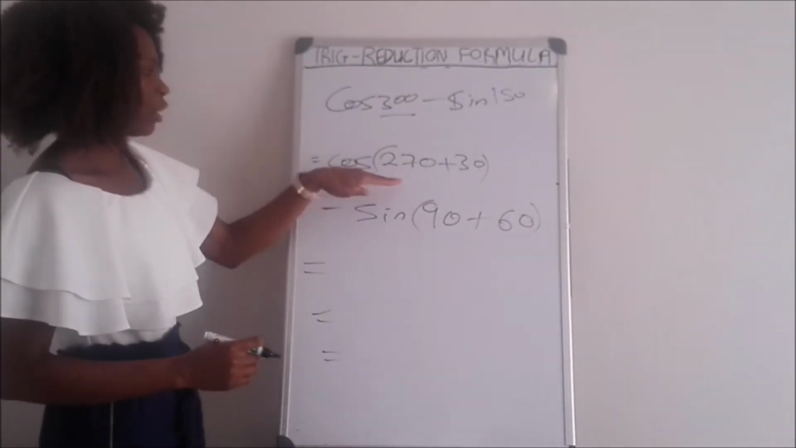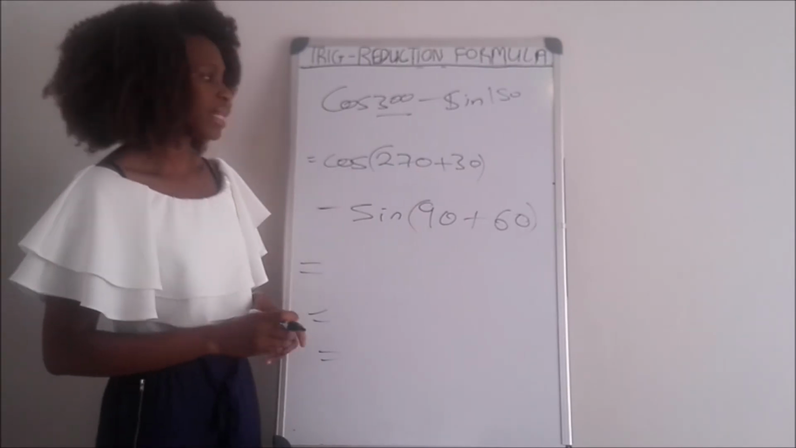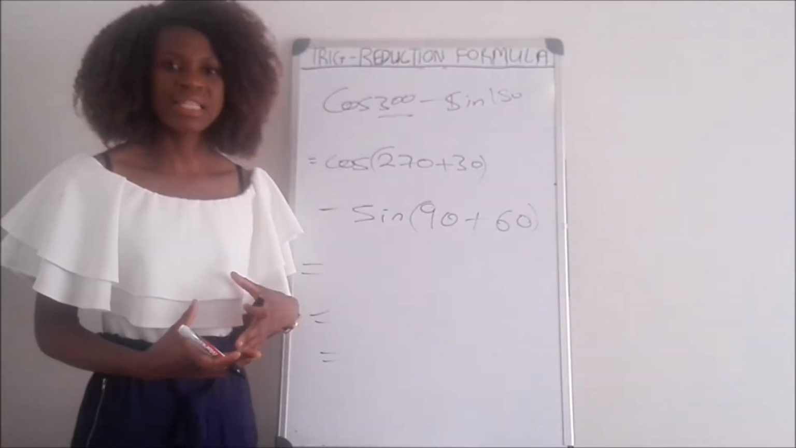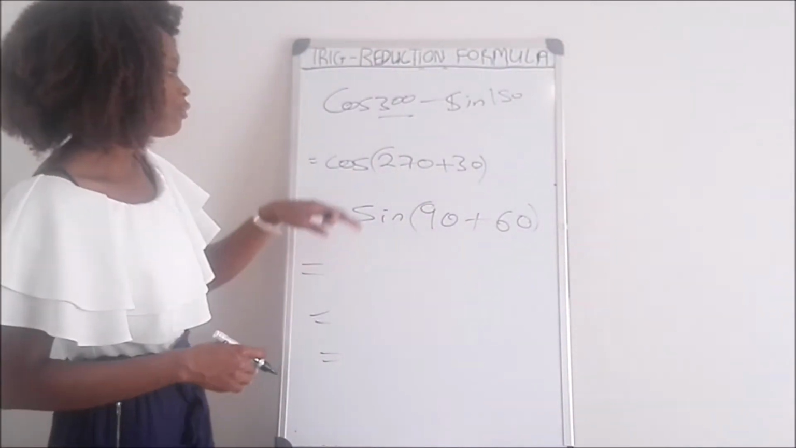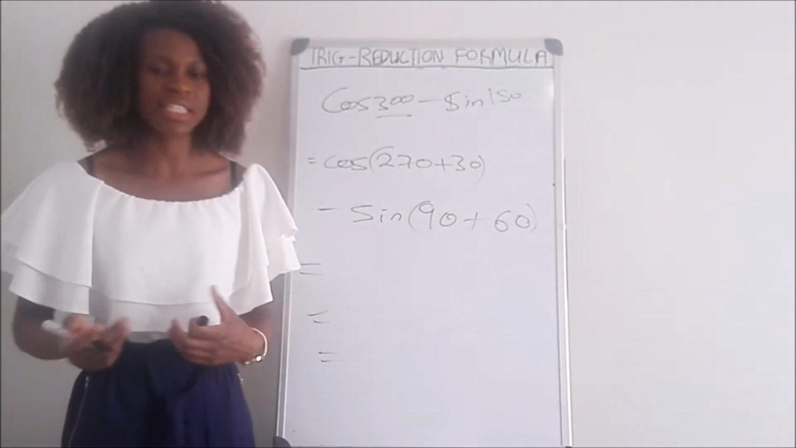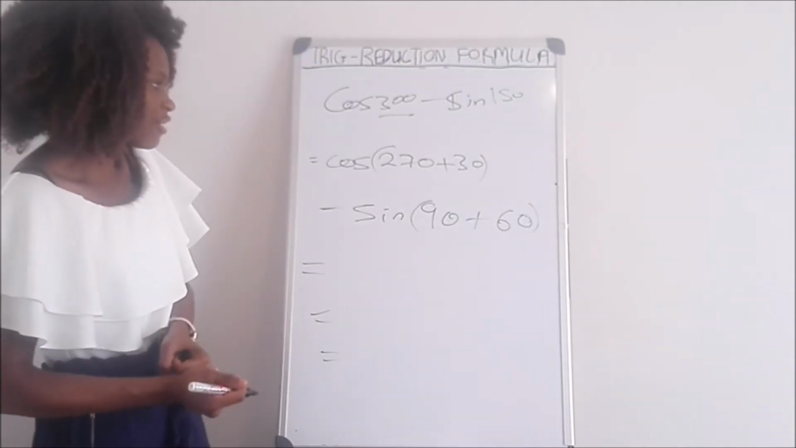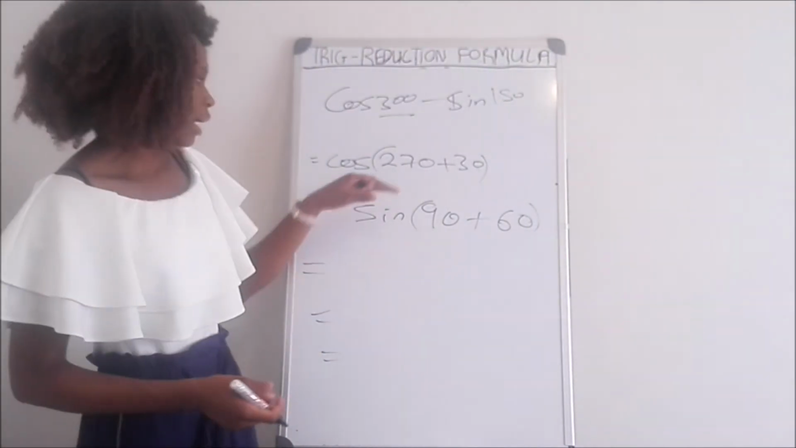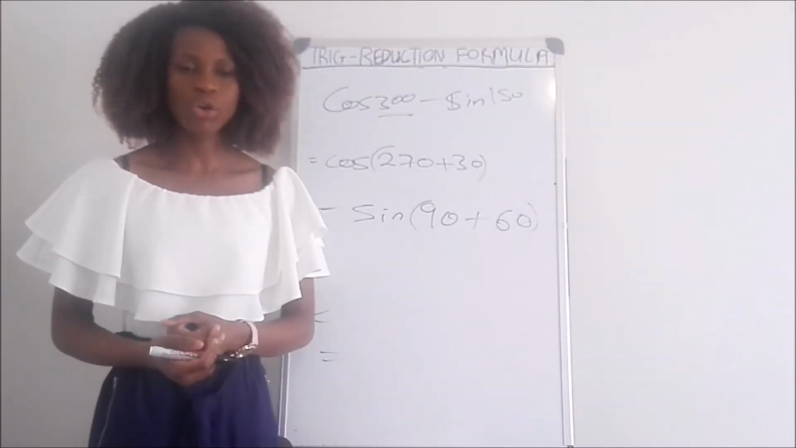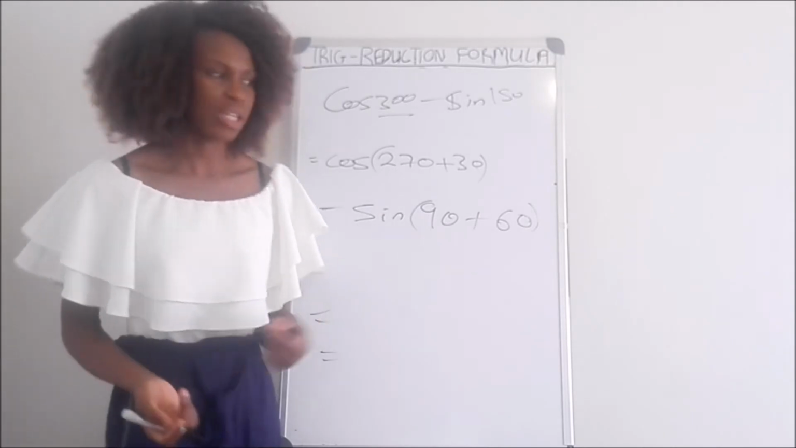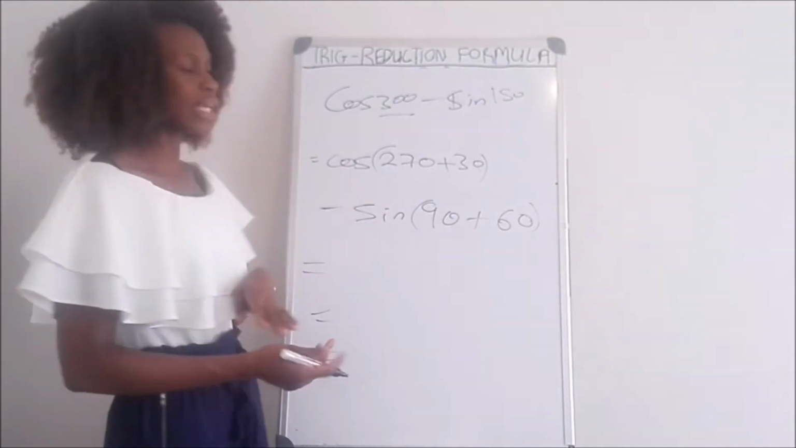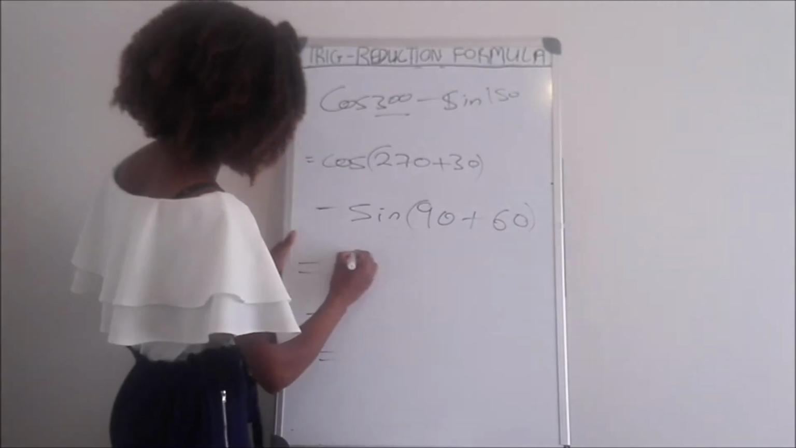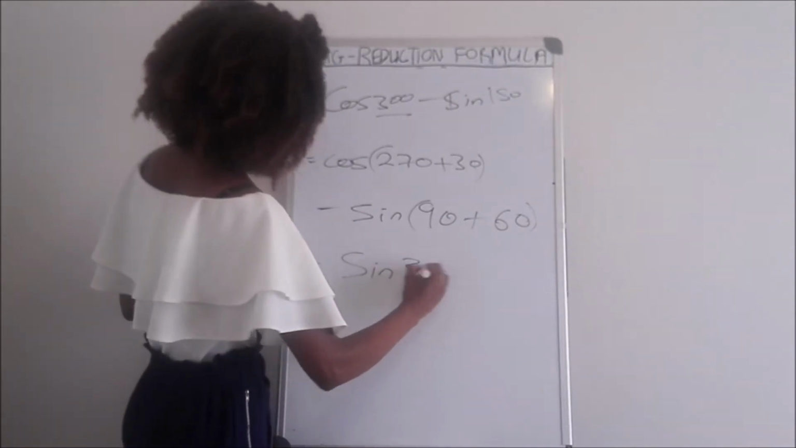Let's start with cos of 270 plus 30. 270 plus theta is found in the fourth quadrant, where cos is positive. That means the answer will be positive cos 30. But it won't be positive cos 30, because 270 causes cos to change as a cofunction. That means cos has to change into sine, and then we will have positive sine 30.